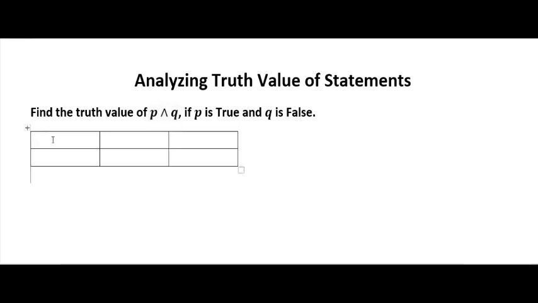An exercise could say, find the truth value of P and Q, if I already know that the statement P is true and the statement Q is false. So I know some values of the individual parts, but I am asked to find the truth value of the entire statement. So what we're gonna do is create a tiny table to analyze each individual value.